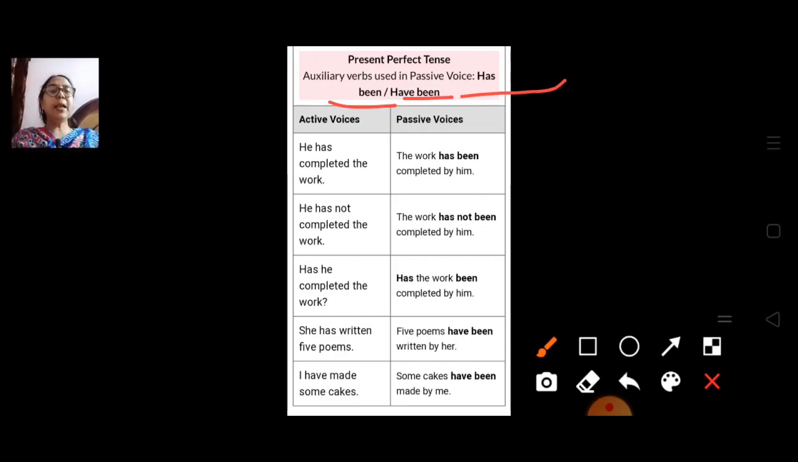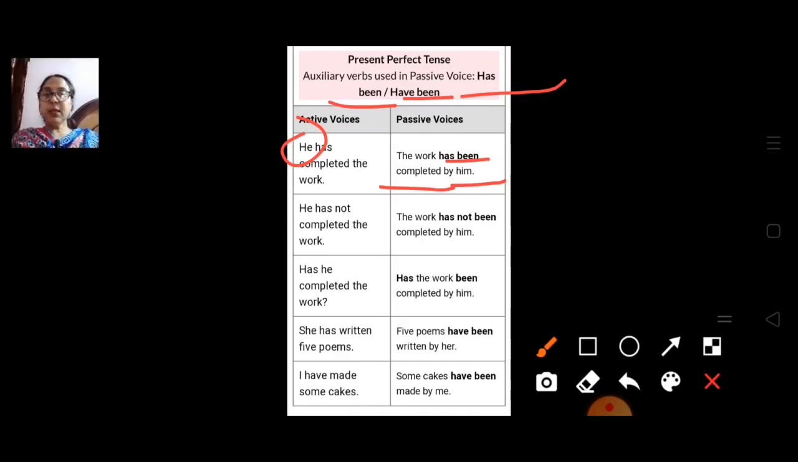Now, the work has been, because work over here is singular. That is why has will be used over here in passive form. The work has been completed by him. Again him will be there because we have to change the personal pronoun. Now in the second example, he has not completed the work.